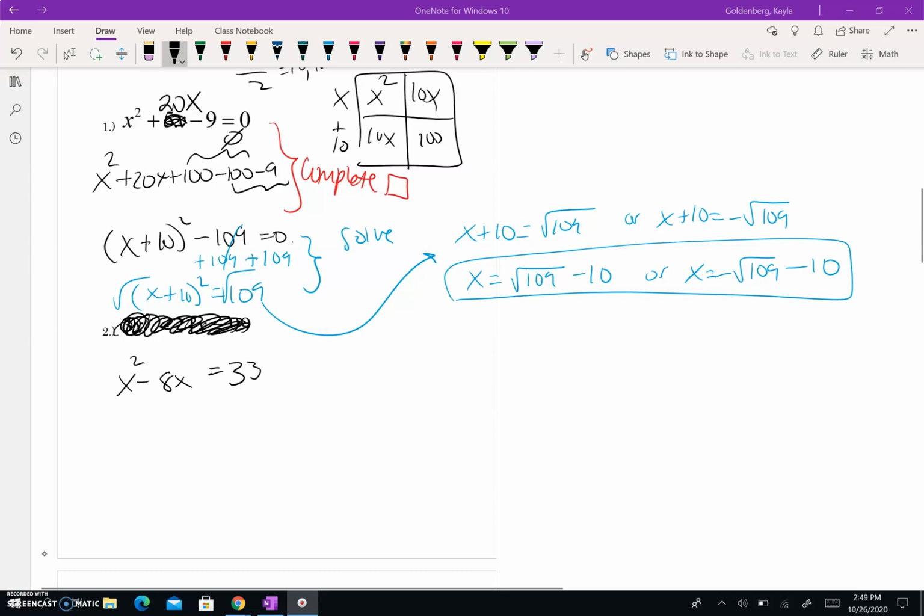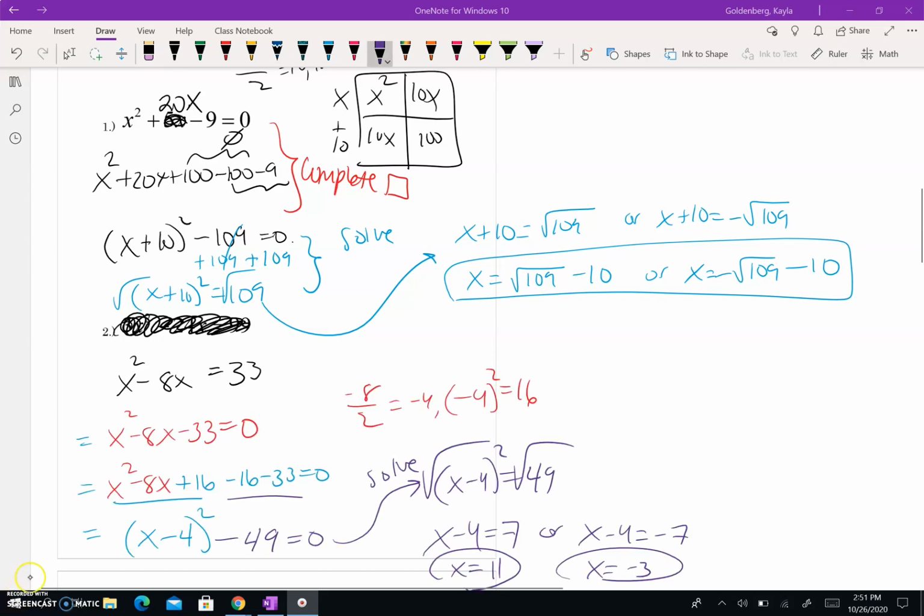So from there, what I'd like you to do is try number 2, using the ideas that we've been talking about, and unpause the video when you're ready to double check your work. Okay, so as you can see, the process is pretty much the same. You do have to move the 33 to the other side to make it uniform. And then notice I added 16 and subtracted 16. That's like adding a 0. I'm not changing it. If you follow through the work, the answers are 11 and negative 3.